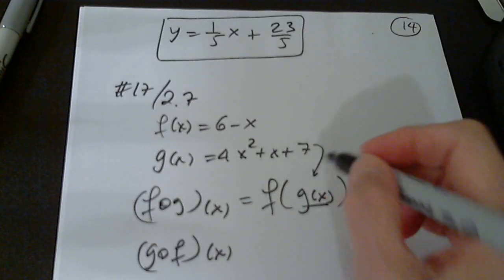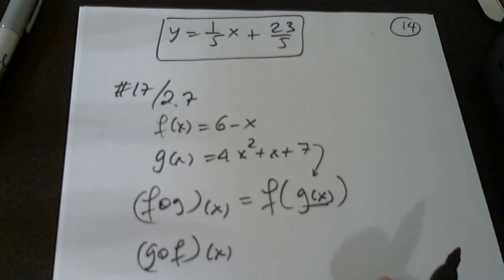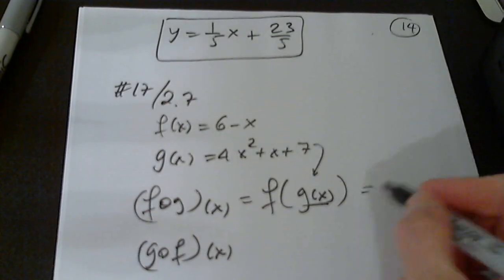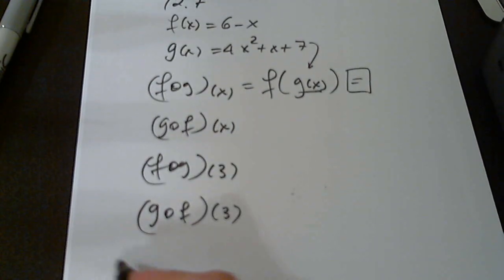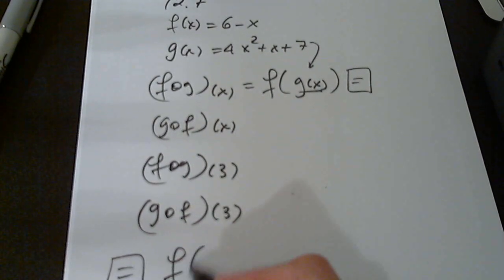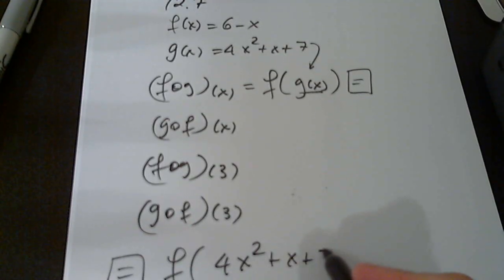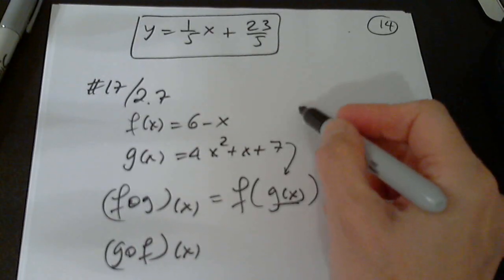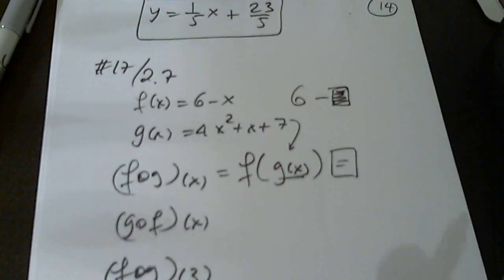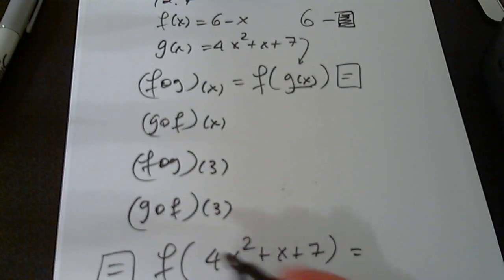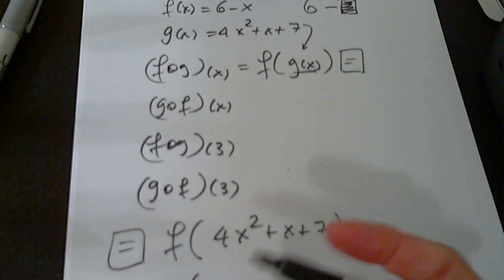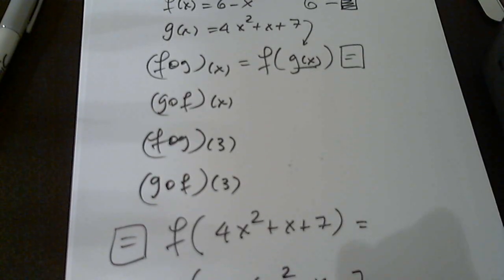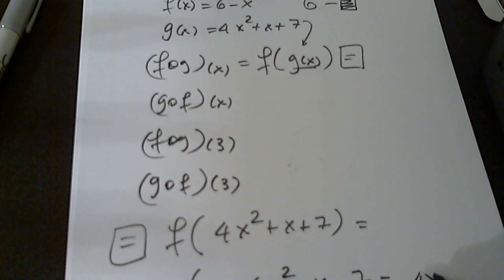So now I will replace the inner function g by what it equals to. So f of 4x squared plus x plus 7. Now I look at f. What does f say? F says 6 minus whatever. Careful with the minus. 6 minus 4x squared minus x minus 7. So this is negative 4x squared minus x minus 1.